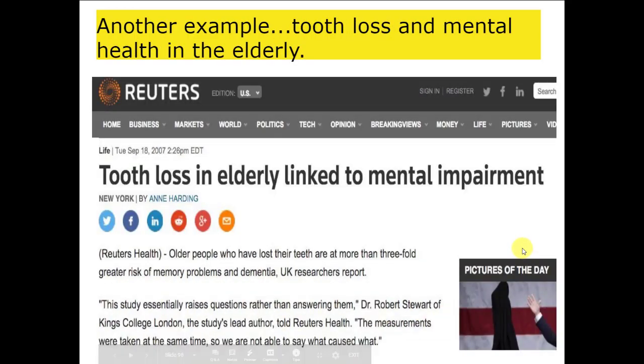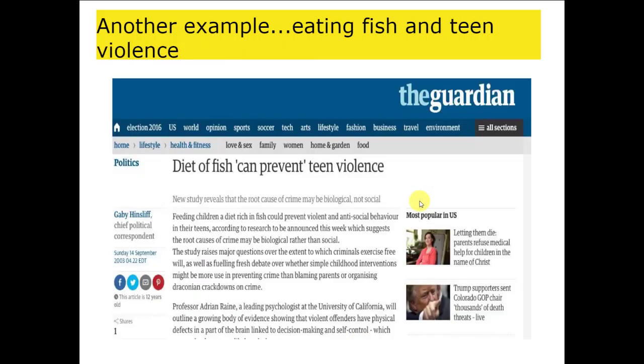Here's another example. Tooth loss and mental health in the elderly: "Tooth loss in elderly linked to mental impairment." Here's another example: "Diet of fish can prevent teen violence." What we want to do is really look at the credibility of the source and, if possible, go into the original study to see what experimental methods were used, what the study actually says, and just be very mindful that when publications or anyone is discussing relationships, one does not necessarily cause the other.